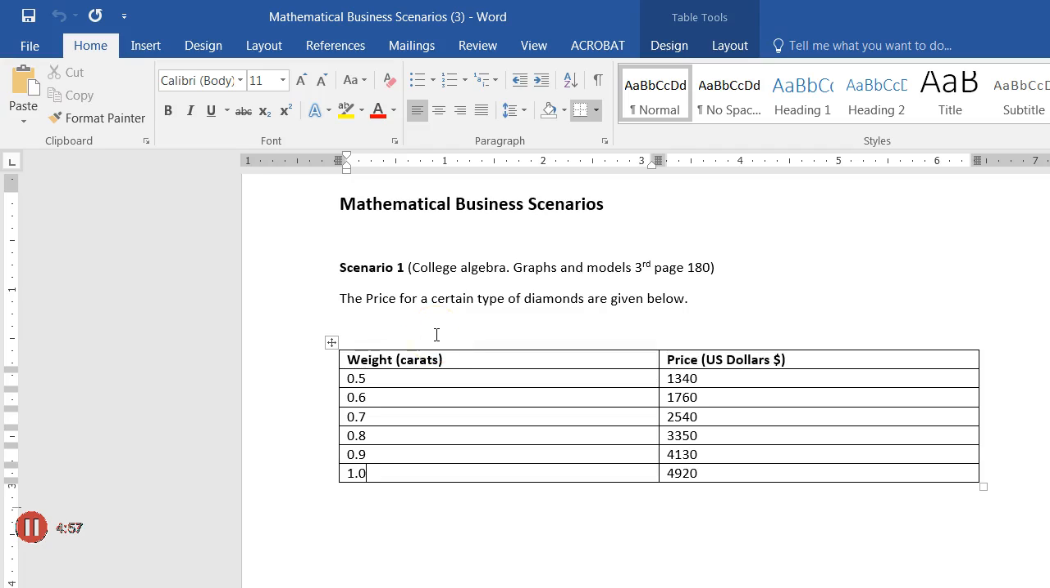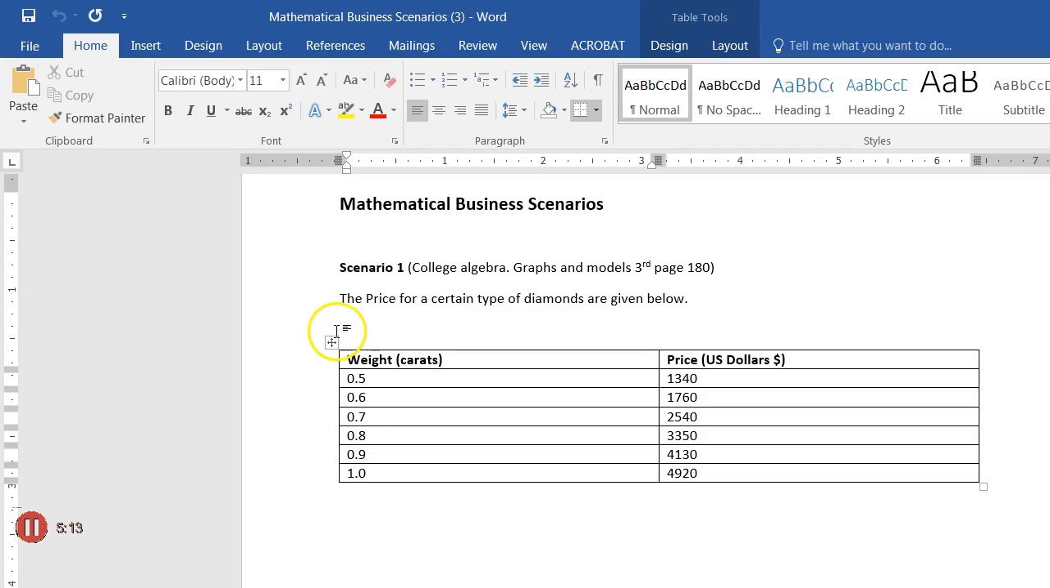At the same time, suppose you want to find the price for a diamond of 0.65 carats weight. Now 0.6 is there, 0.7 is there, but not 0.65.